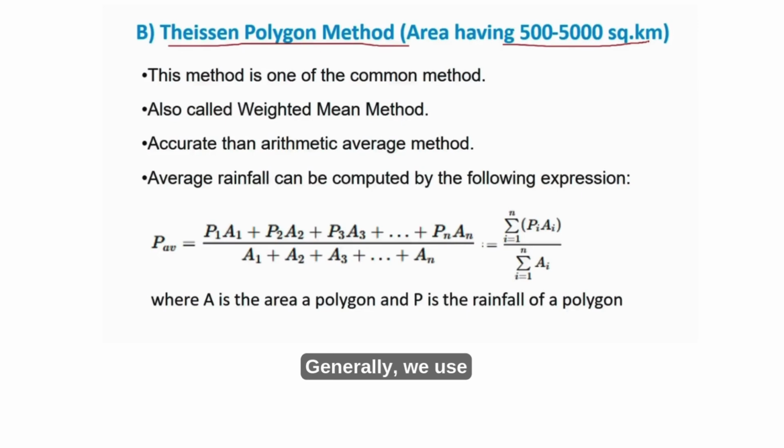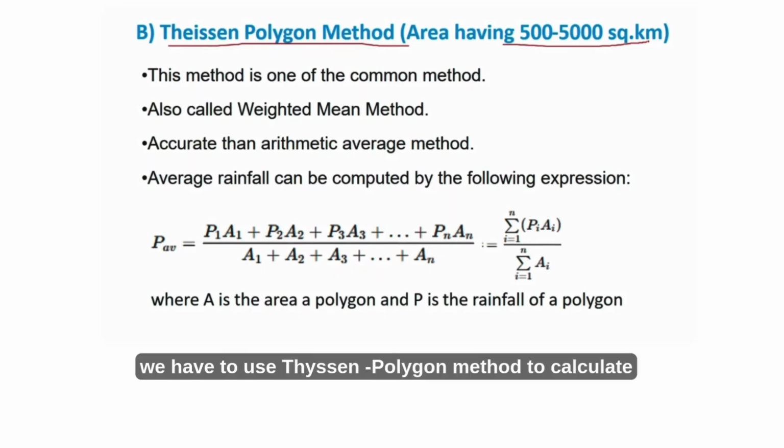Generally, we use the arithmetic mean method to calculate the average depth of rainfall for areas less than 500 square kilometers. But if we find an outlier in the dataset, we have to use the Thiessen Polygon method to calculate the average depth of rainfall in a specific region over a particular time period. The link of the arithmetic mean method is given in the description. You can check it to calculate the average depth of rainfall using the arithmetic mean method.